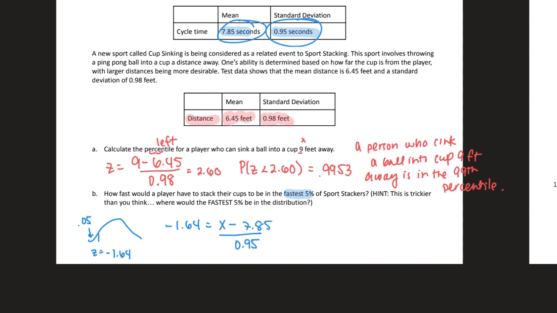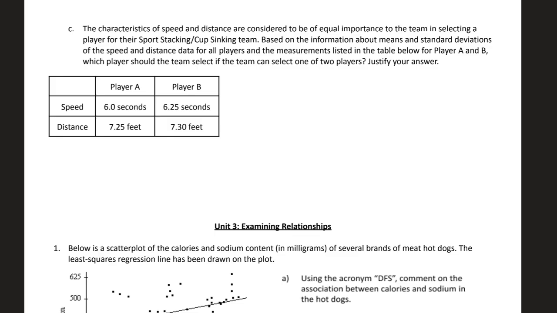So then here we're going to multiply both sides by 0.95 first. That's going to be negative 1.558 is equal to x minus 7.85, and then we're going to add 7.85. So that's going to give me 6.29. So for this problem, to be in the fastest 5% of sports stackers, they would have to have a time of 6.29 seconds.